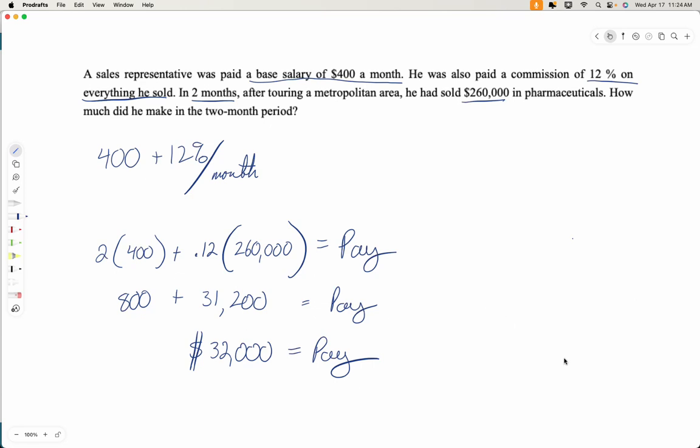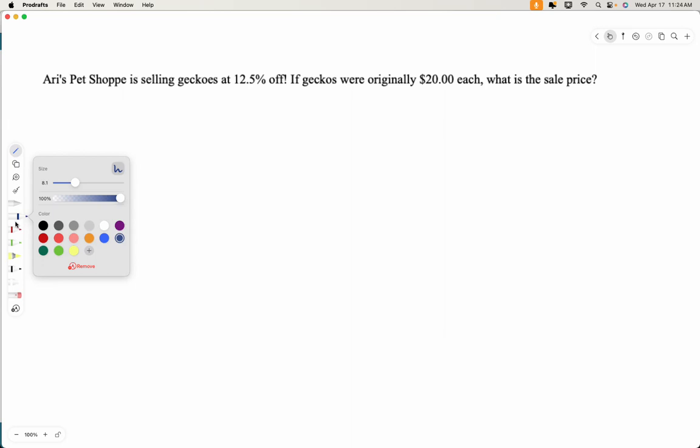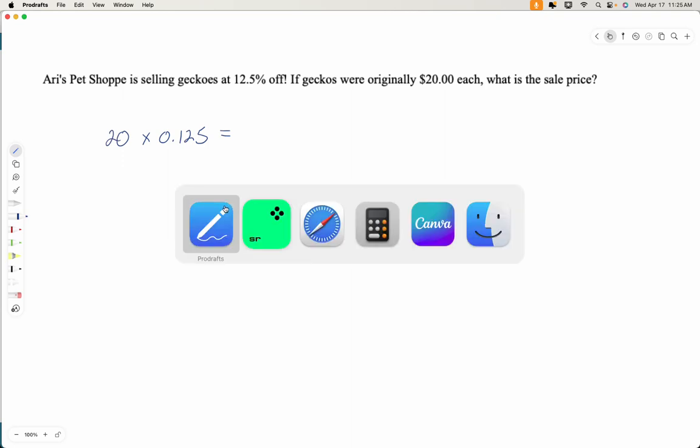All right, let's look at the next one. Aries Pet Shop is selling geckos at 12.5% off. If they originally were $20 each, what is the sale price? So first we're going to figure out what is 12.5% of $20. So 20 times, we turn this into a decimal, that's going to be 0.125.